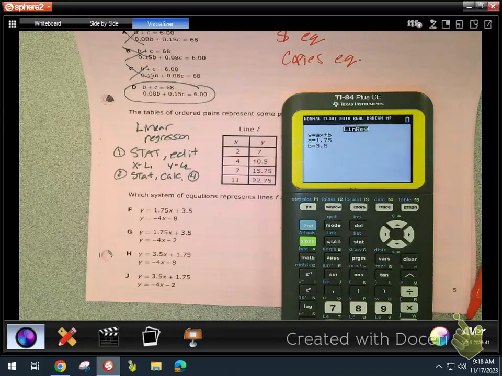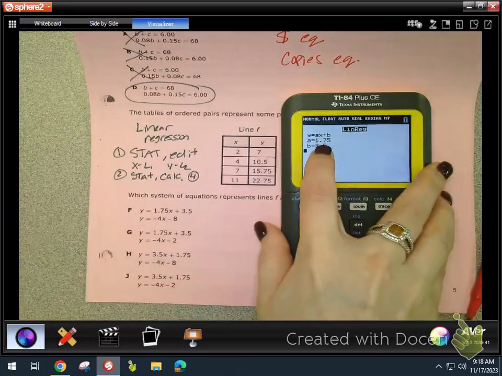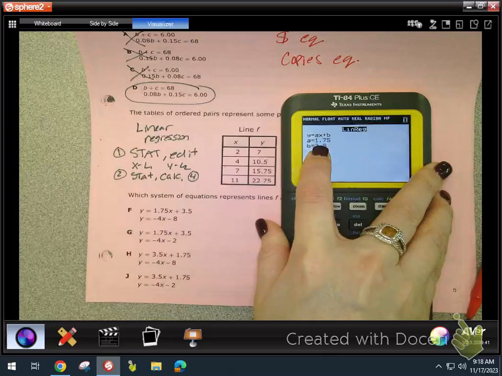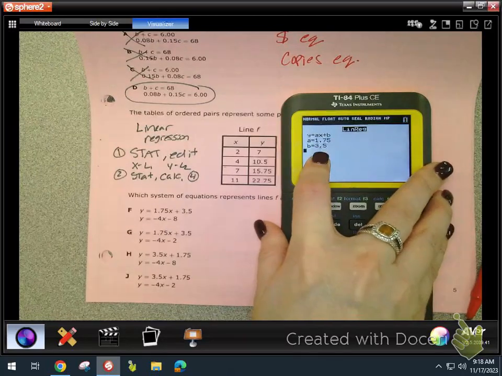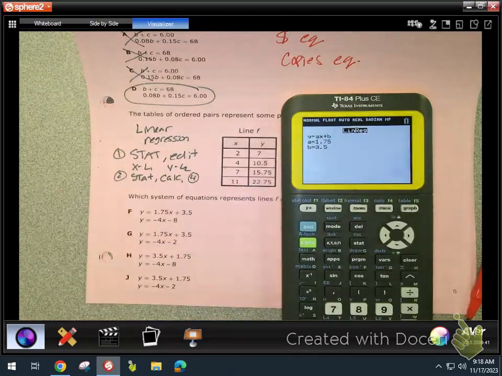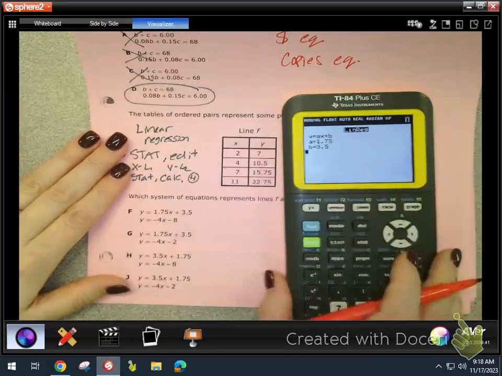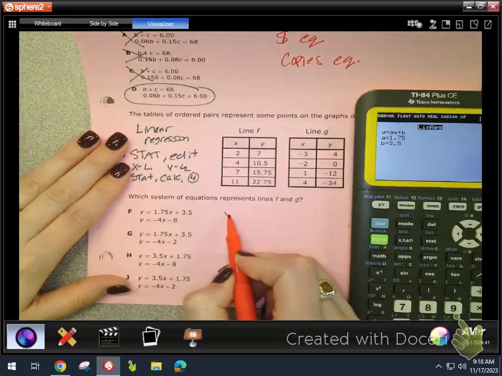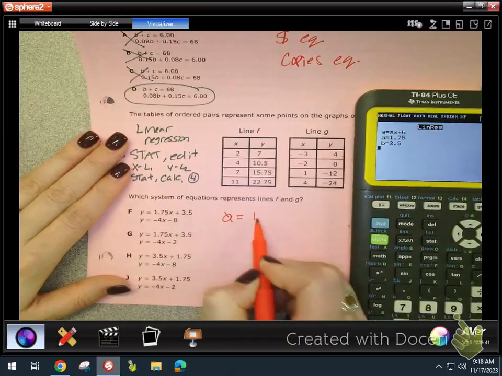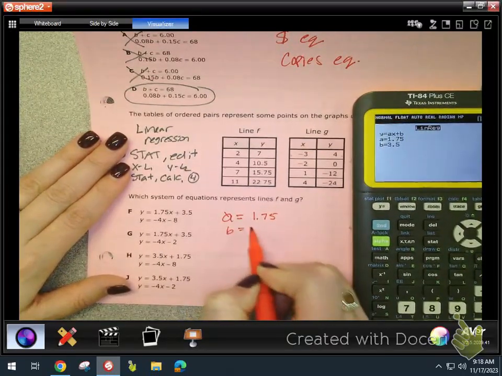It's going to say y equals ax plus b. That's how we're going to write that equation together, and then it's going to give you an a and it's going to give you a b. Why it doesn't do mx plus b, I don't know. But when you do the regression, your a value is your m. So what is the slope of this guy? 1.75. So it's in the same place as the front of the x. They just don't call it the same variable in the calculator. So for our first one, we get a equals 1.75, b equals 3.5.